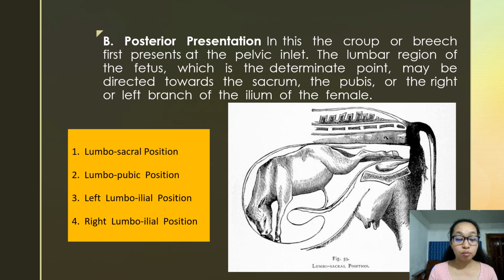Number 3 is the left lumboiliac position. The fetus in here is lying on its left flank, its croup and loins opposite the ascending branch of the left ilium of the female, and the limbs towards the right flank where they must be sought for if they do not present in the pelvis. The last one under this posterior presentation is the right lumboiliac position. This is exactly a reverse of the preceding position. So kabaliktaran lang po ng mga diniscuss na positions kanina.